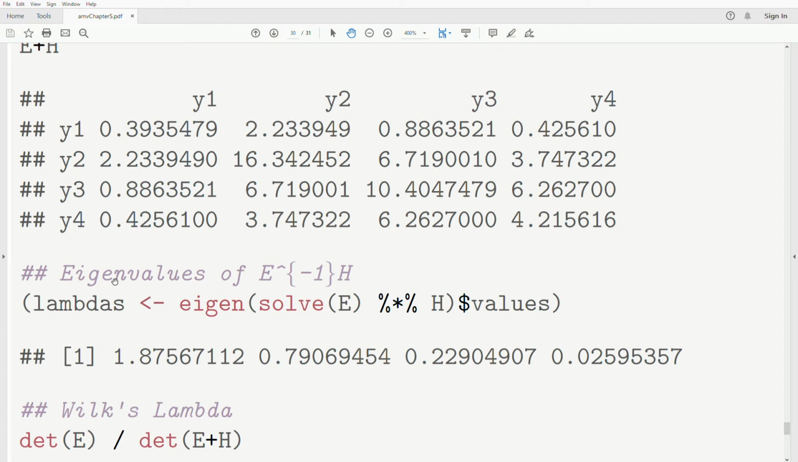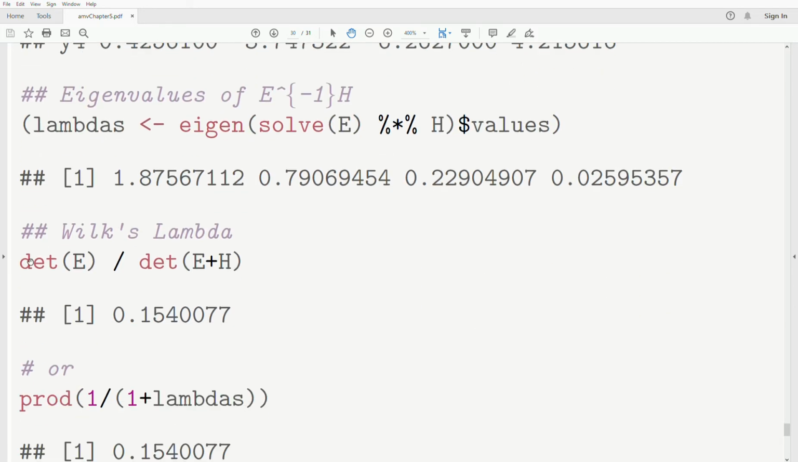Now we need the eigenvalues of the inverse of the error matrix times H. And this is it. So you solve E as the inverse matrix times H, and eigen is the function that creates eigenvectors and eigenvalues. We only want the values, and this is it.